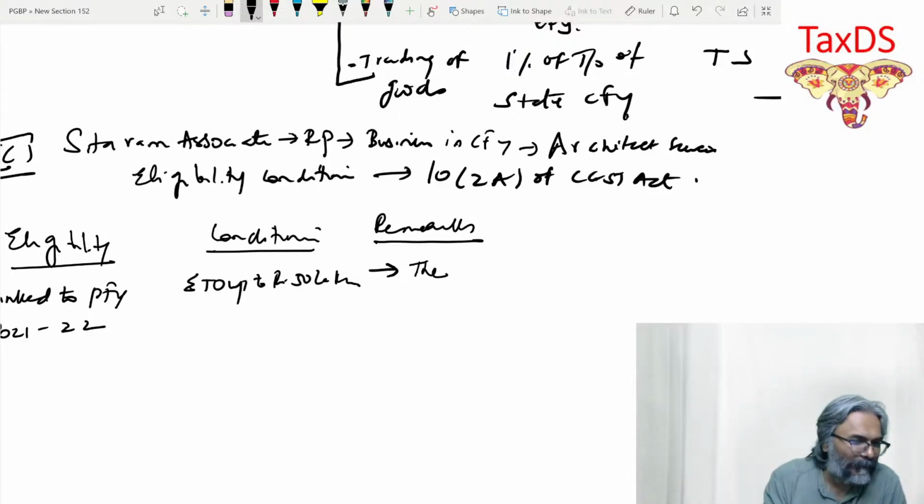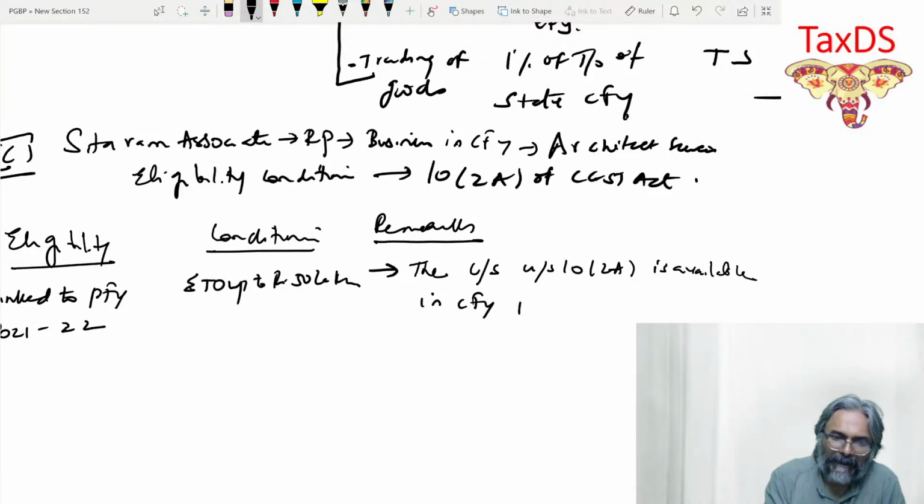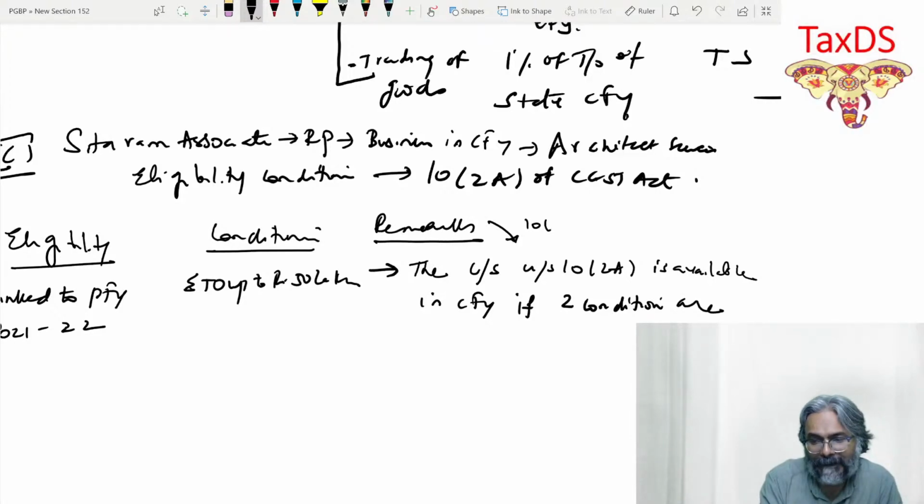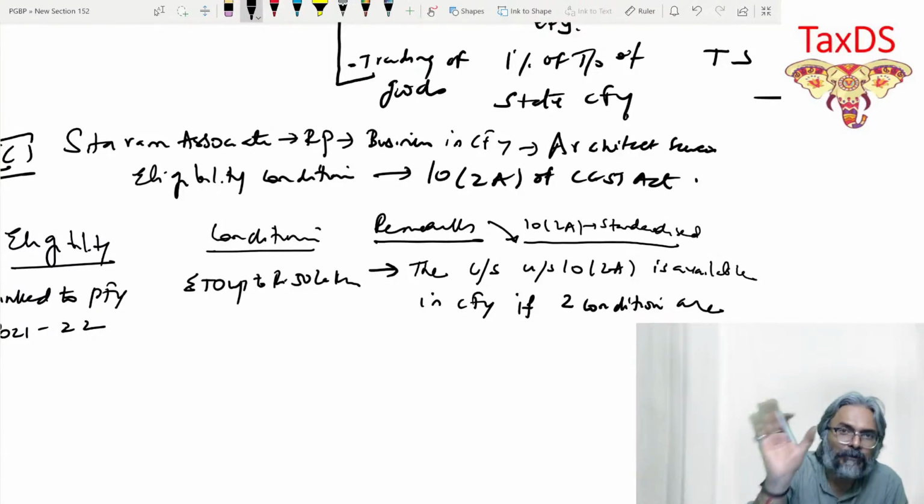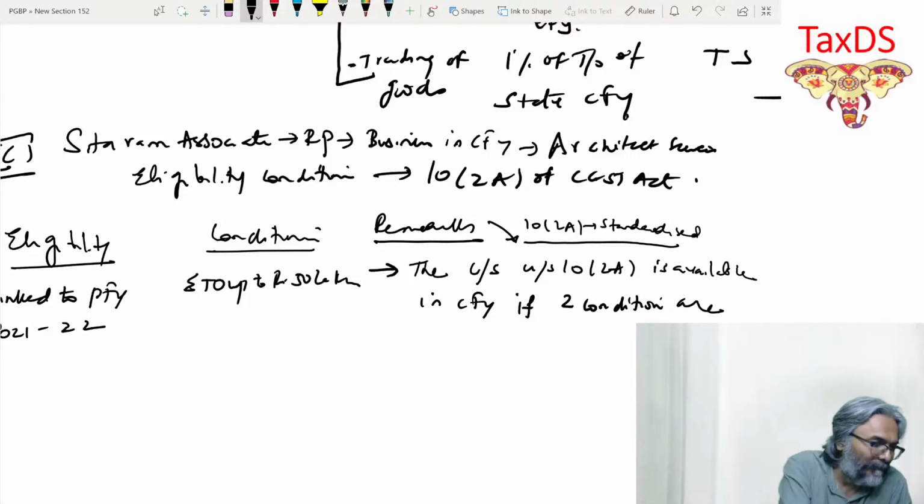In this regard, the first remark that you're going to write: the composition scheme under section 10-2A is available in the current financial year if two conditions are satisfied. Students, be careful, this is the standard answer. Whenever you have to write about 10-2A, this is what needs to be there.